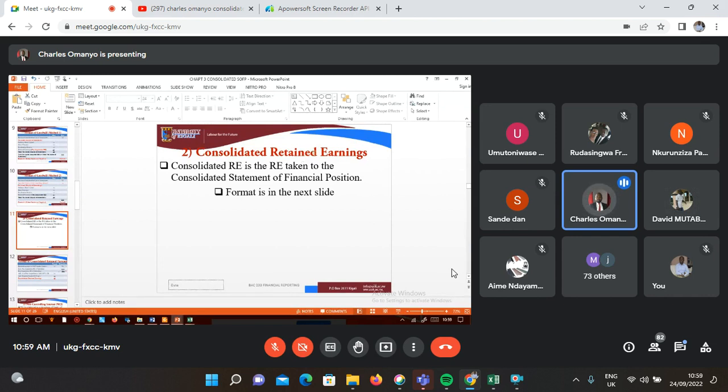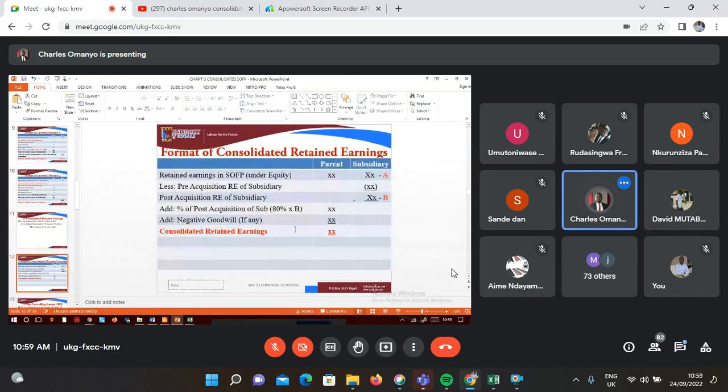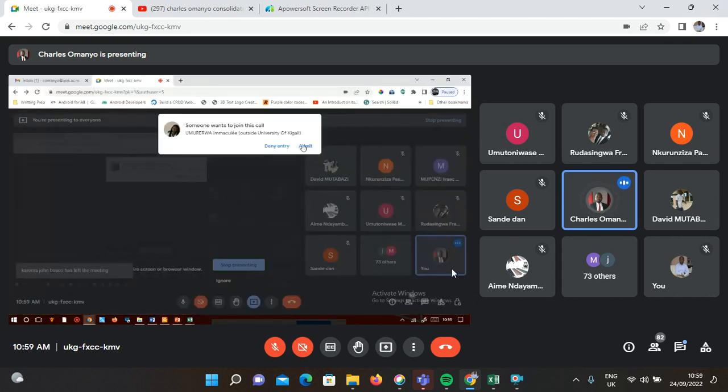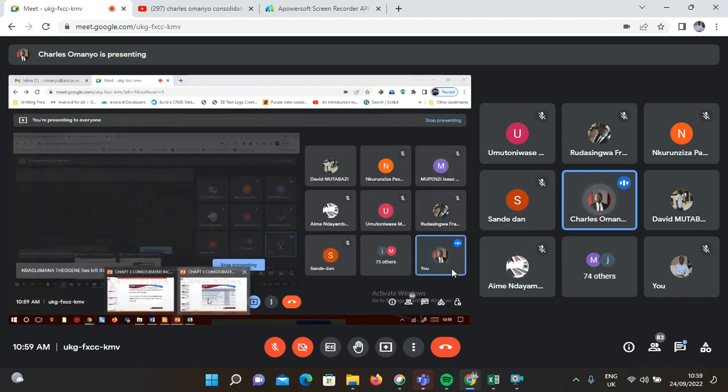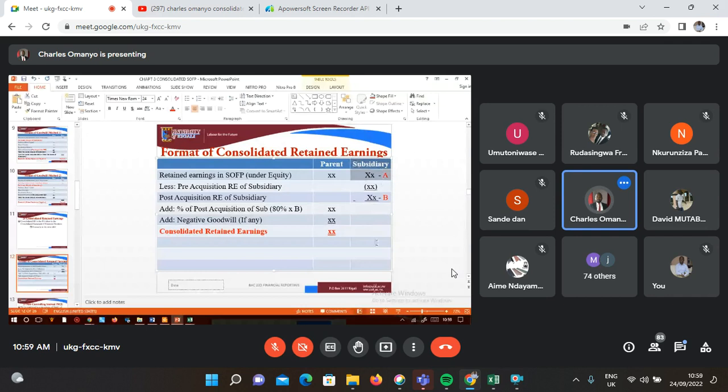The second requirement is consolidated retained earnings. Always ensure you know how to calculate consolidated retained earnings. Now, under consolidated retained earnings, the format is below. You list the parent company. You have one column for the parent company, and you have another column for the subsidiary.